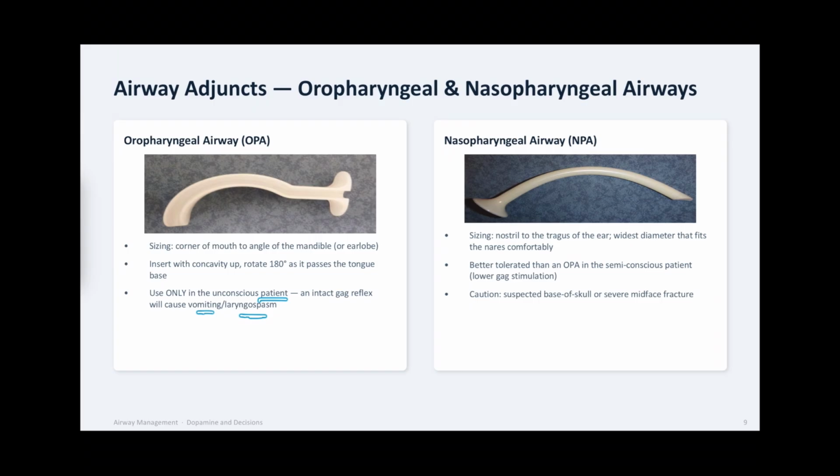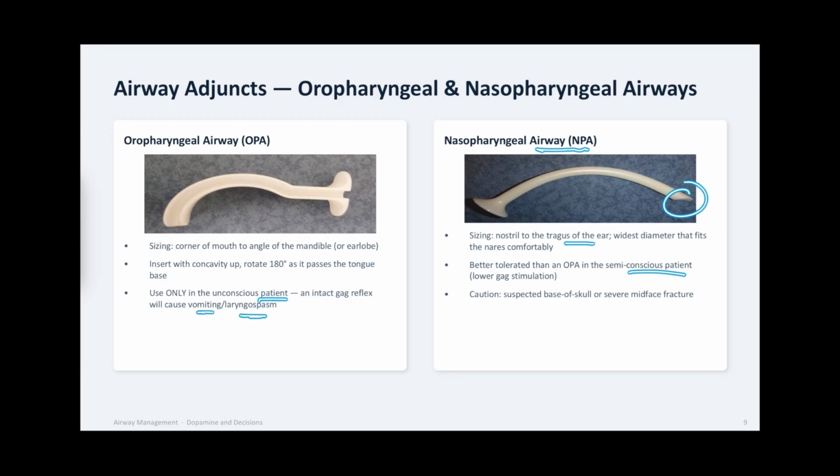Now let's discuss the nasopharyngeal airway, or NPA. This is often better tolerated even in the semi-conscious patient because it stimulates the gag reflex much less. Measure it from the nostril to the tragus of the ear. Lubricate it well before advancing it gently. Never force it. If you encounter any resistance, try the opposite nostril.